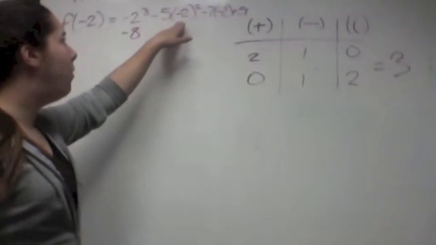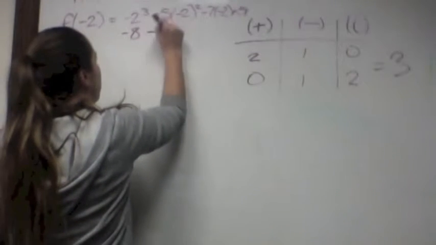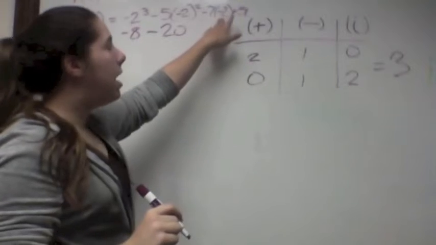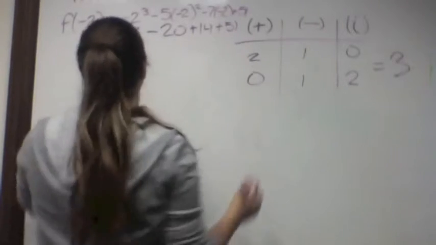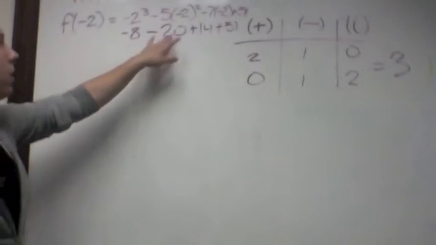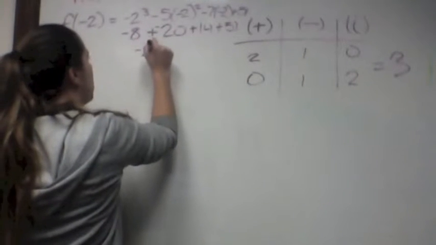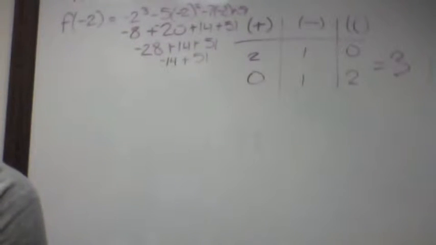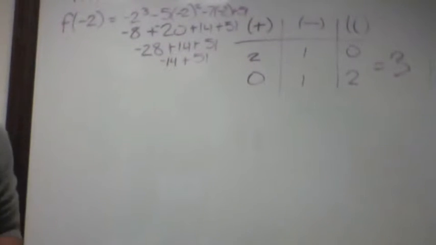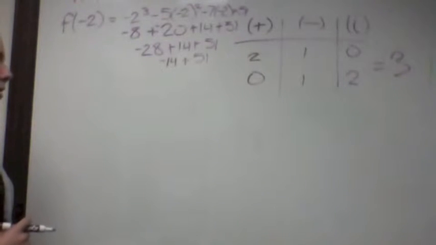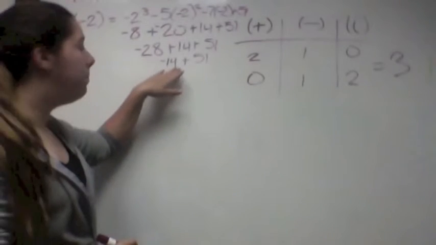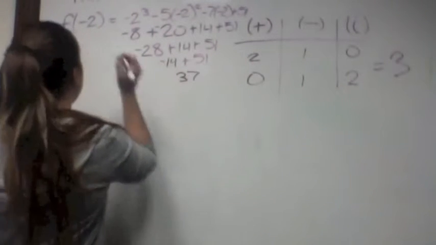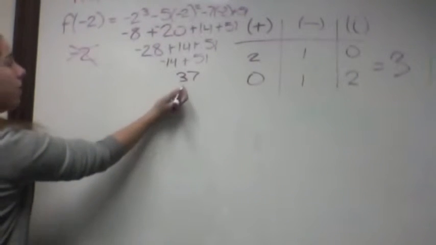Negative 2 squared is 4, and 4 times 5 is 20. Negative 7 times negative 2 is 14, so we're going to be adding 14, plus 51. Now, negative 8 minus 20 is negative 28. And negative 28 plus 14 is negative 14, and negative 14 plus 51 is 37. So negative 2 does not work because the answer is not 0.